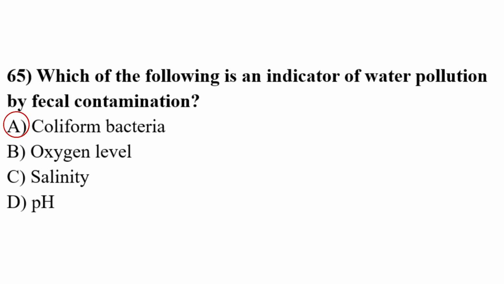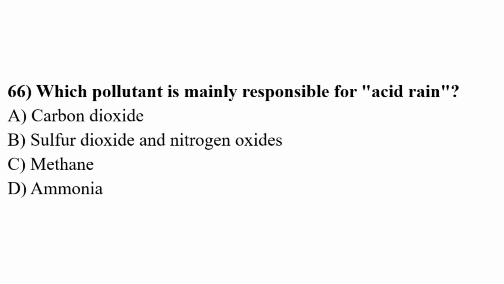Answer: A. Coliform bacteria. 66. Which pollutant is mainly responsible for acid rain? A. Carbon dioxide. B. Sulfur dioxide and nitrogen oxides. C. Methane. D. Ammonia.